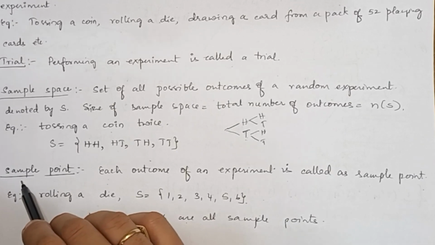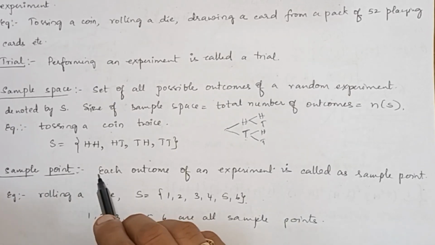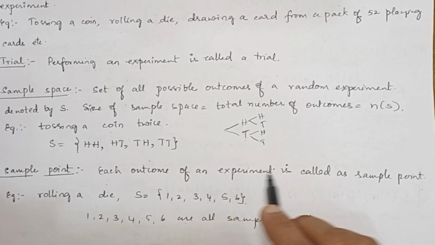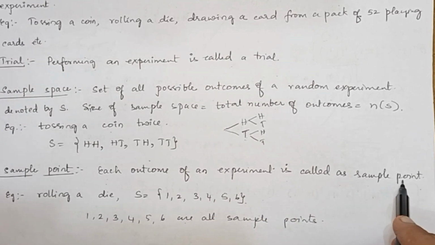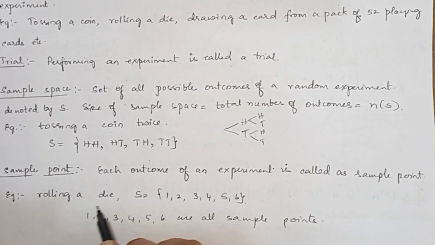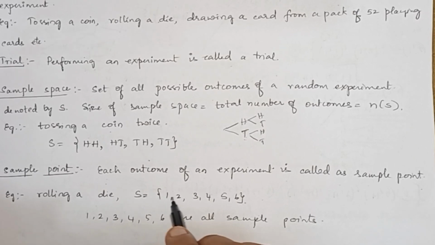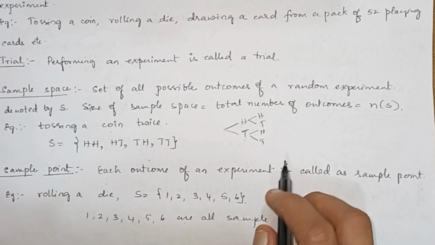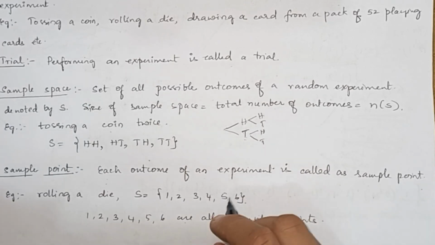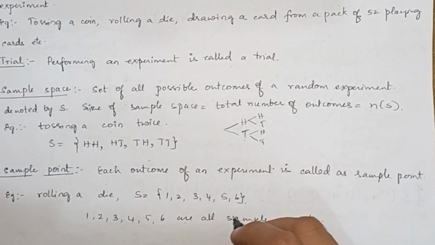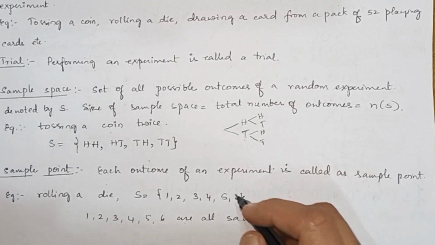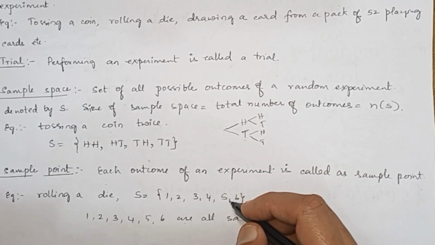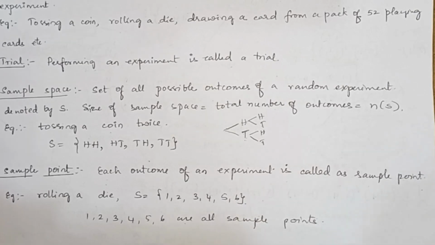Next is about sample point. Sample point means each outcome of an experiment is called as sample point. So, for example, in rolling a die, total outcomes are 6: 1, 2, 3, 4, 5, 6. These are all sample points. In tossing a coin once, head and tail are the possible outcomes. So head is one sample point, tail is another sample point. So member of that sample space is called as sample point.